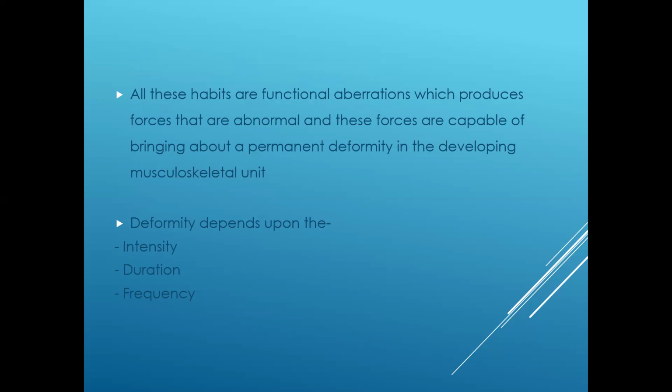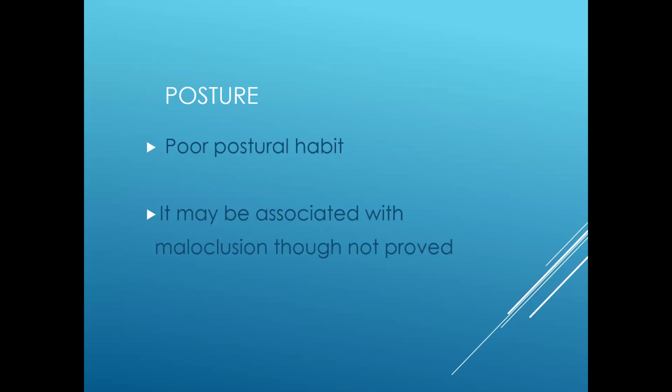All these habits are functional aberrations which produce forces that are abnormal, and these forces are capable of bringing about a permanent deformity in the developing musculoskeletal unit. And this deformity mainly depends upon three factors, that is the intensity, duration, and frequency of the habit. Next factor is the posture of the patient. If the posture is poor, it may be associated with malocclusion, but this is not proven.